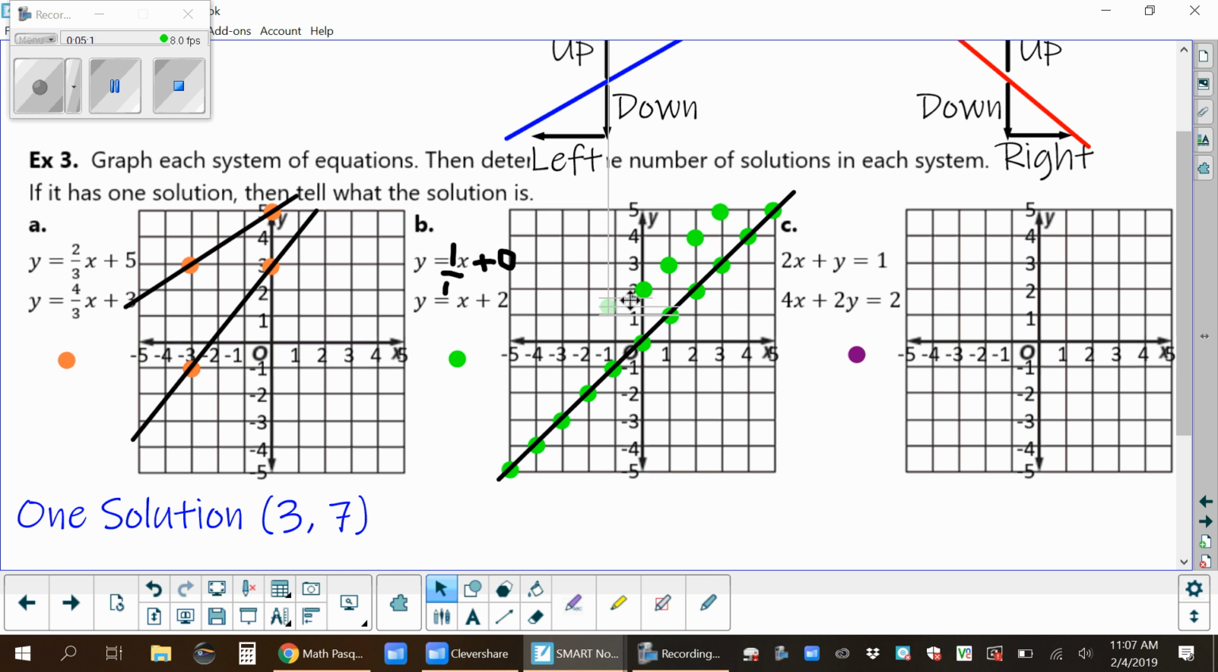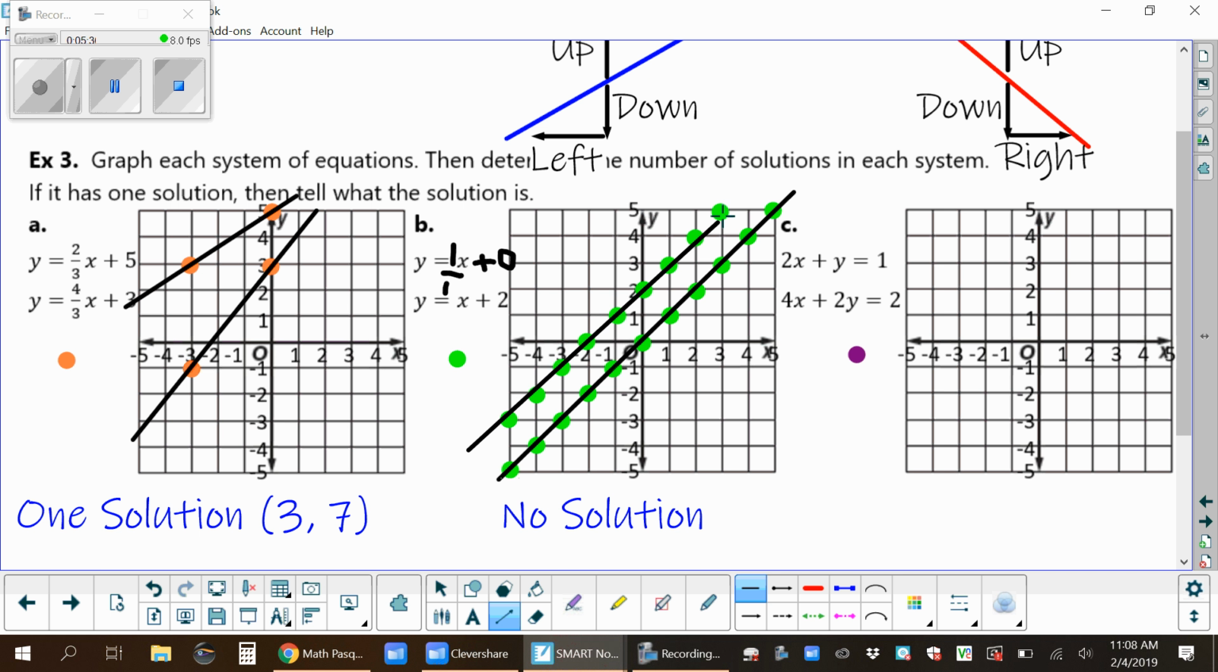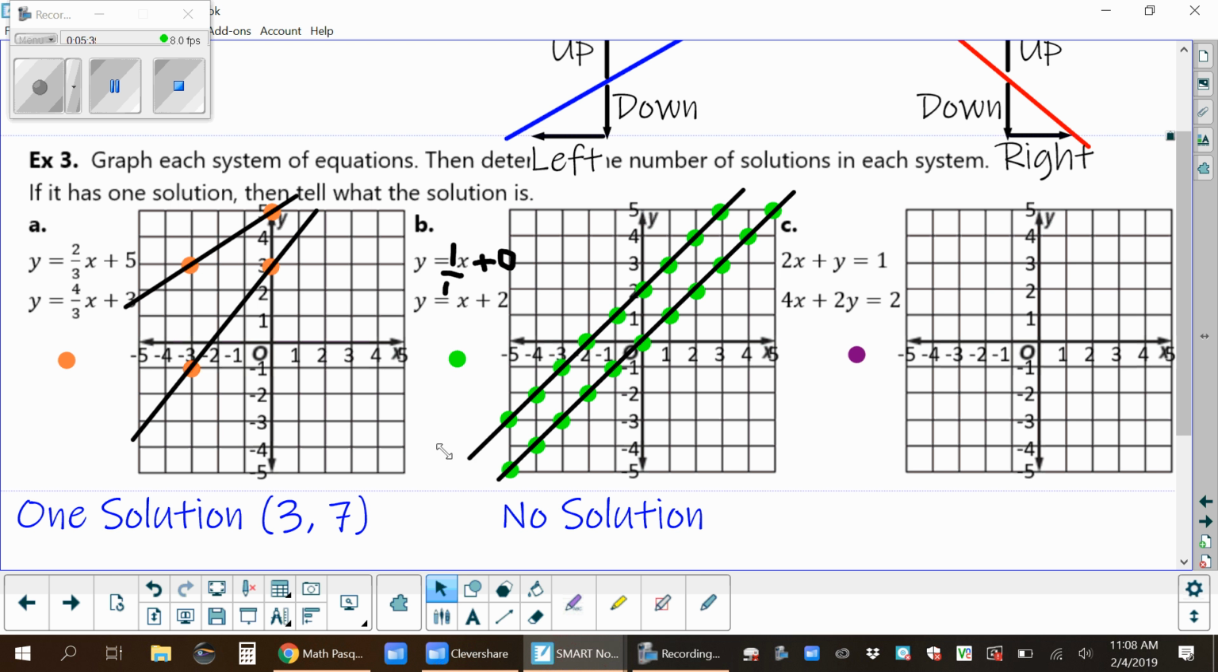And then the same idea again, I can go back to the beginning and go down one and to the right one. And then once you have your points on there, then you connect them. And then hopefully you can see that these two lines are parallel, which is why they have no solution.